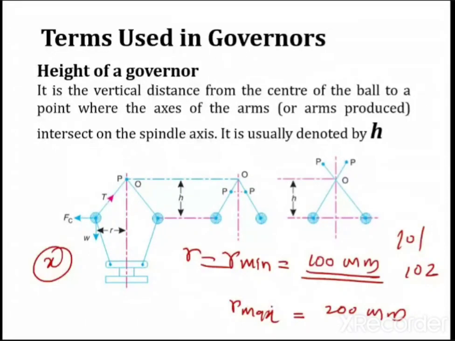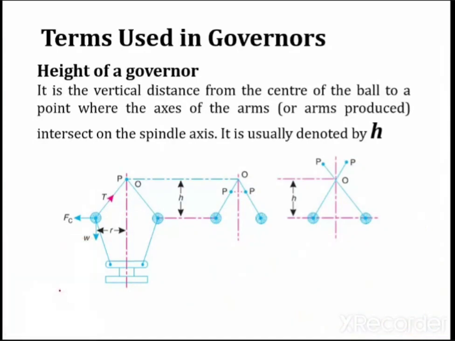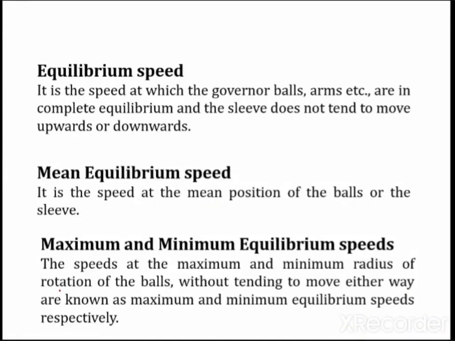And what is maximum equilibrium position? When R is equal to R max, it is 200 mm and it is in equilibrium condition, which means it neither becomes 201 nor 202. It is constant at 200 and again there is no change in the sleeve movement. That is called the maximum equilibrium position. I hope you have understood these two concepts. And what is mean equilibrium speed? It is a speed at the mean position of the balls or the sleeve, meaning the average of the maximum and minimum.